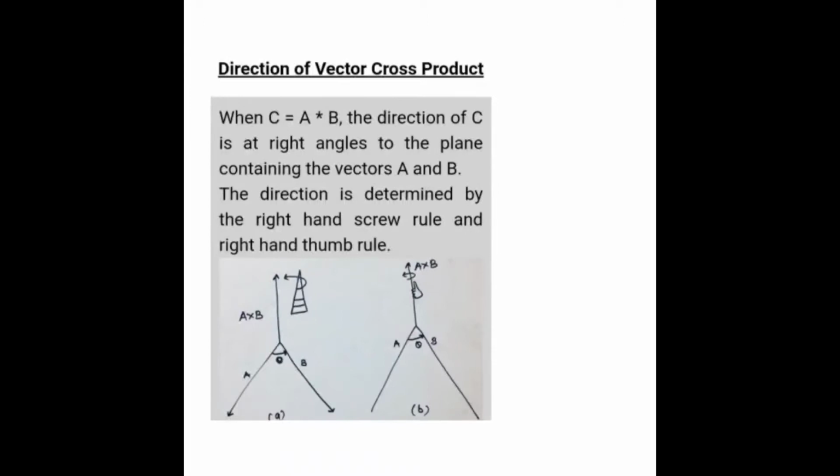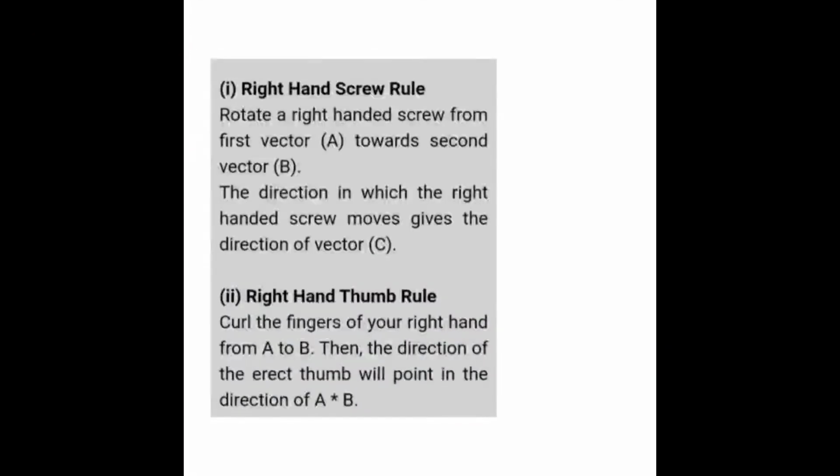Like you see, two vectors are acting, they are rotating, and their axis of rotation is in upward direction. Okay, that is given by the right hand screw rule, or you can say that is given by the thumb rule. So when you hold your thumb acting in the upward direction, the curl of the fingers gives the rotation. So you need to remember the definition of the right hand thumb rule and the right hand screw rule.